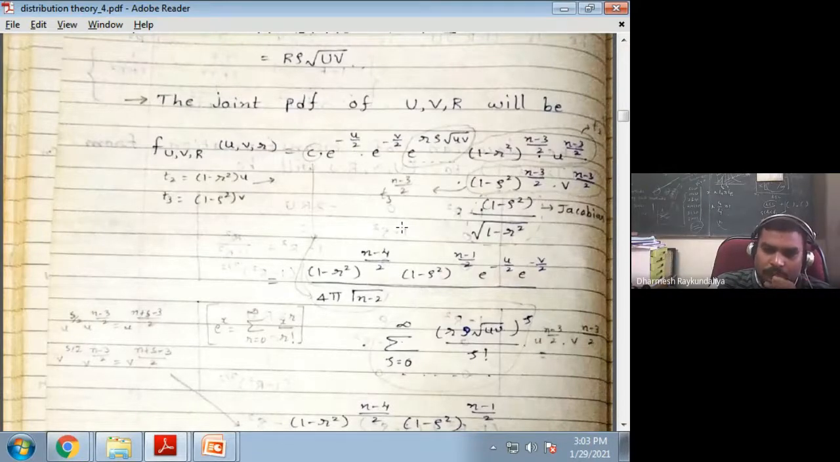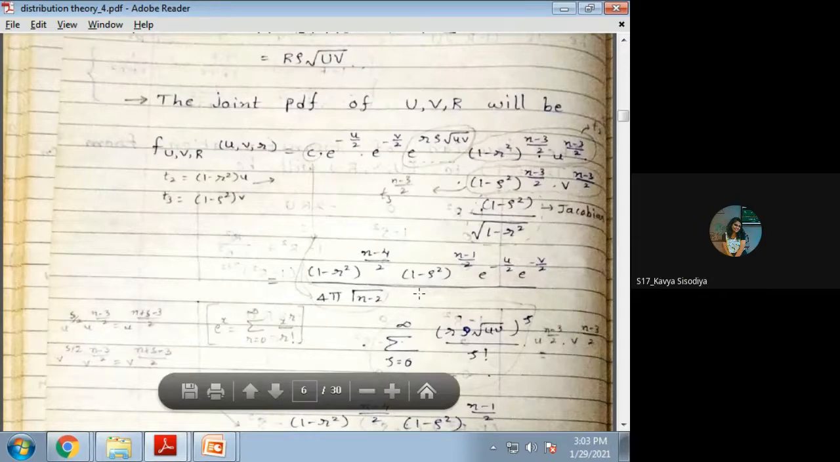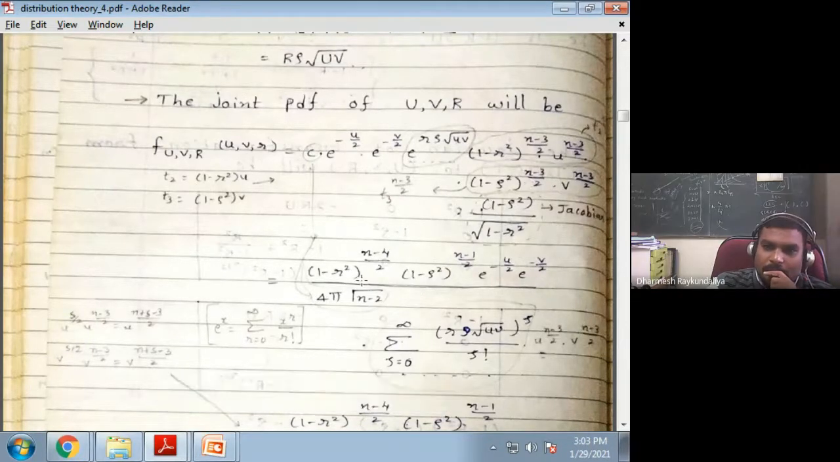Okay, he said he took 10 minutes extra. Okay sir, I'll finish. So it is, you can see that 1 minus r square raised to n minus 3 by 2, okay, and here 1 minus r square raised to half. So if you add it, it is n minus 4 by 2. 1 minus rho square raised to n minus 3 by 2, but it is plus 1. So if we add plus 1, it becomes n minus 1 by 2.